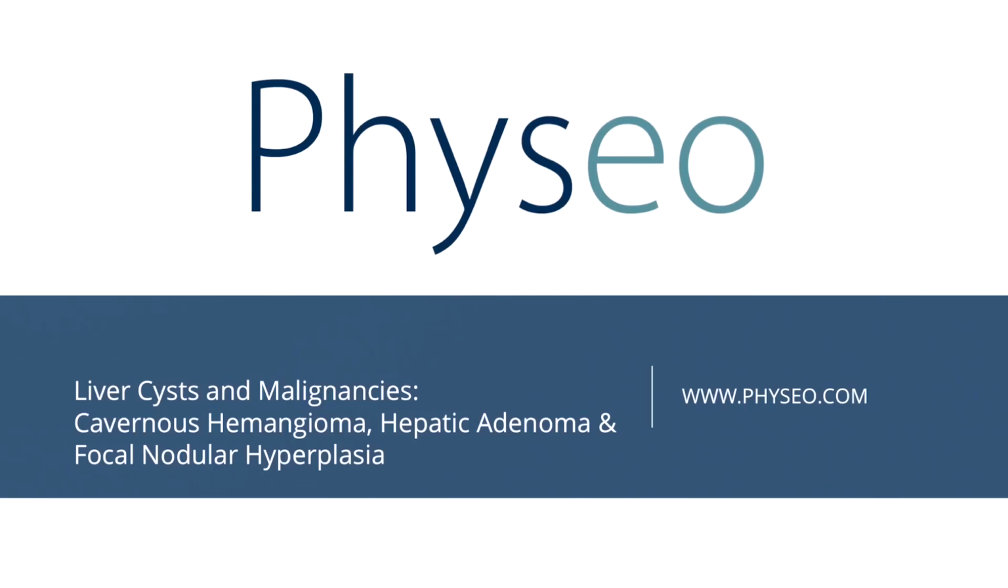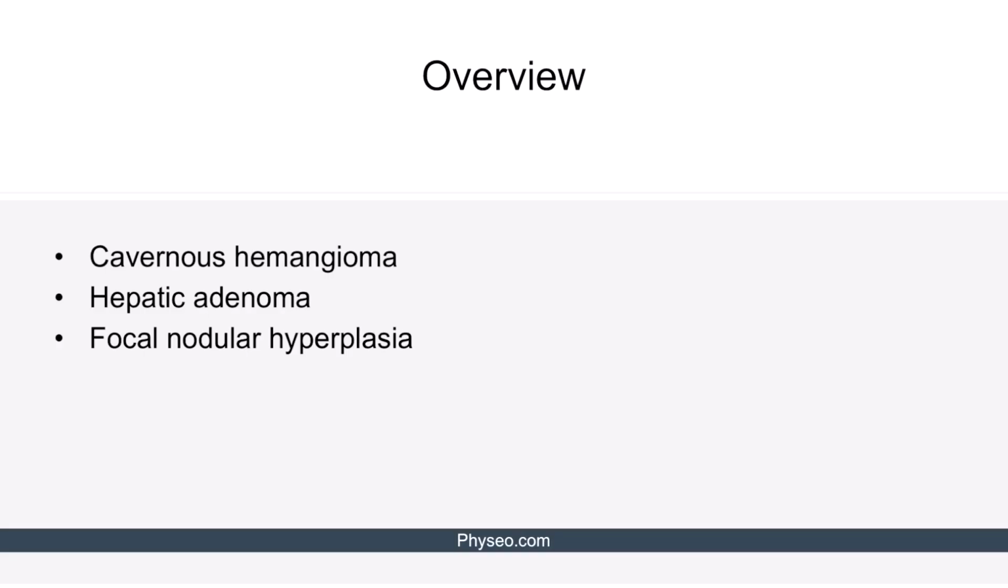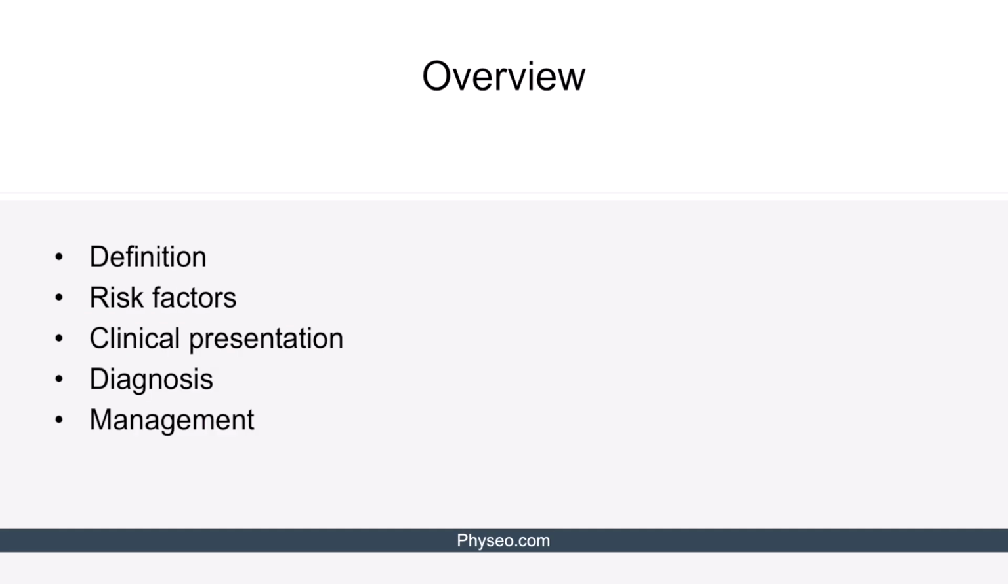Welcome to our first video on liver cysts and malignancies. Let's begin. In this lecture, we'll discuss cavernous hemangioma, hepatic adenoma, and focal nodular hyperplasia. For each condition in this lecture, we will talk about the definition, risk factors, clinical presentation, diagnosis, and management. Let's start with cavernous hemangioma.